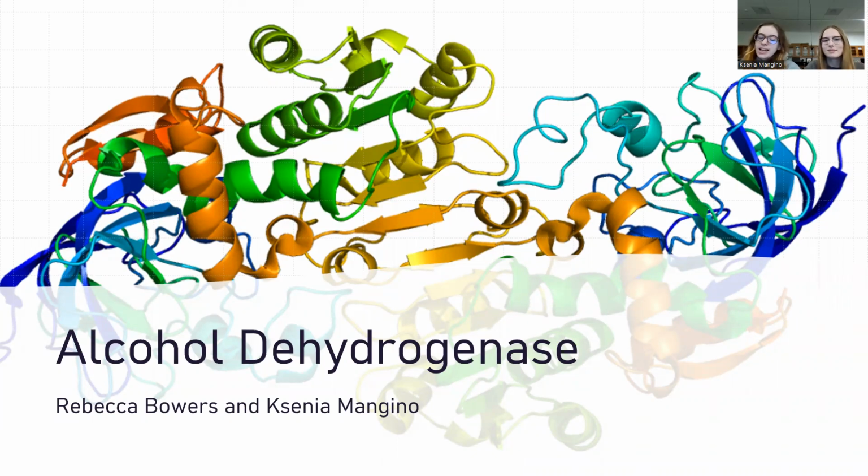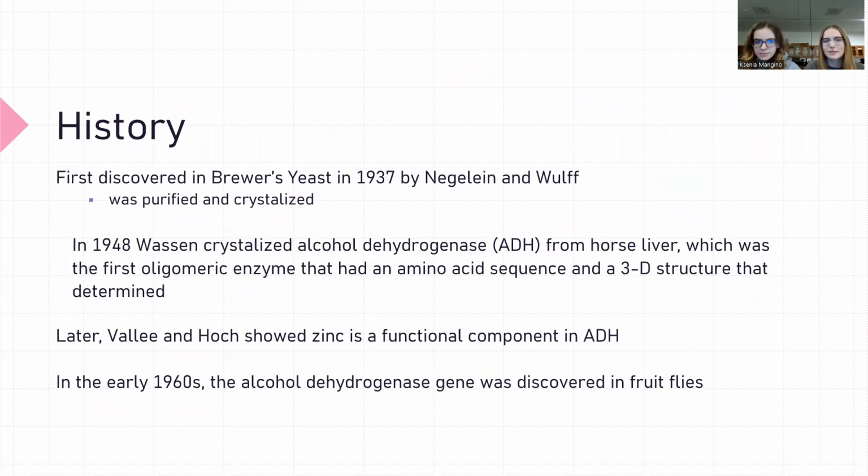Today we will be analyzing alcohol dehydrogenase. Alcohol dehydrogenase was discovered in brewer's yeast in 1937 by Negelein and Wulff. It was purified and crystallized. In 1948, Wassen crystallized alcohol dehydrogenase, ADH, from horse liver, which was the first oligomeric enzyme that had an amino acid sequence and 3D structure that was determined.